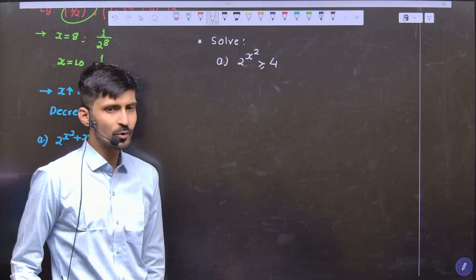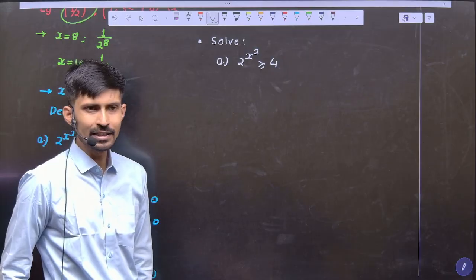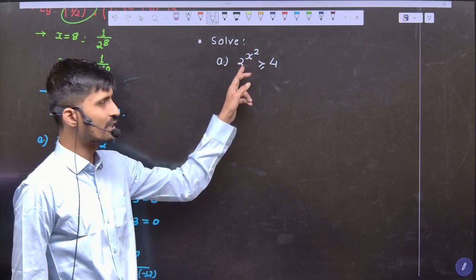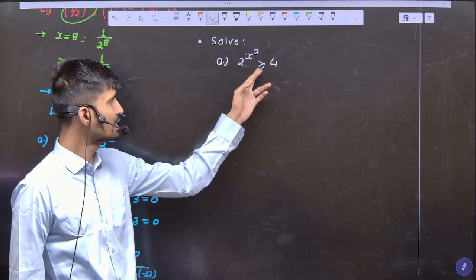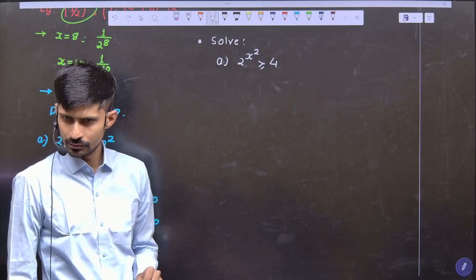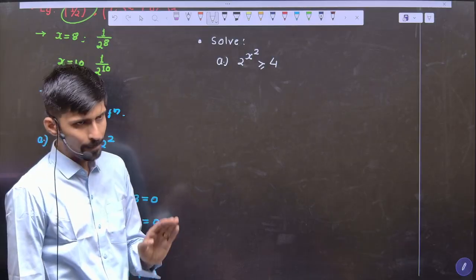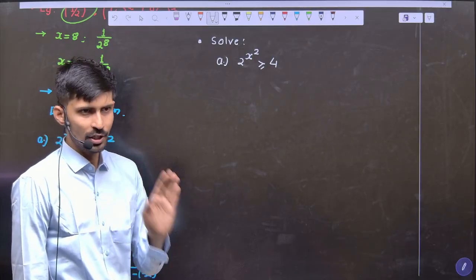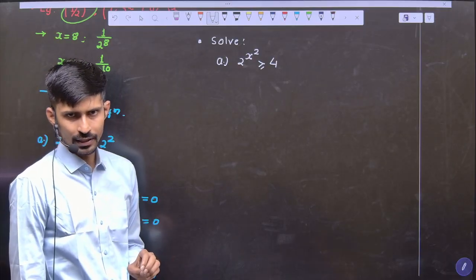2 raised to x square greater than or equal to 4. Now tell me, is this an exponential expression, yes or no? And this is an inequation. Okay? Now we have to solve this. So first of all, see here.